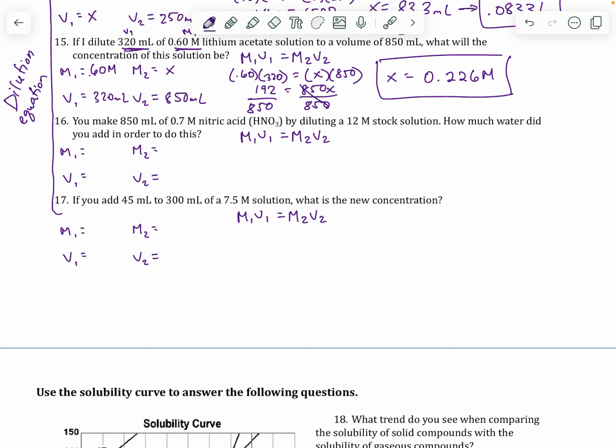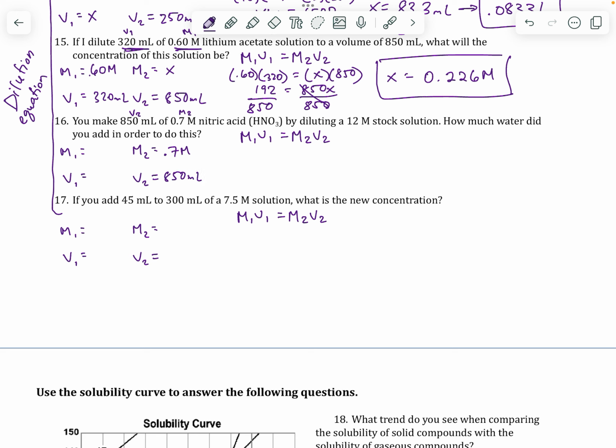I make 850 milliliters of 0.7 molar nitric acid. If I'm making this, that means that I did not start with it. So this must be V2 and this must be M2, right? That's what I created from something that I started with. So 0.7 molar, 850 milliliters.